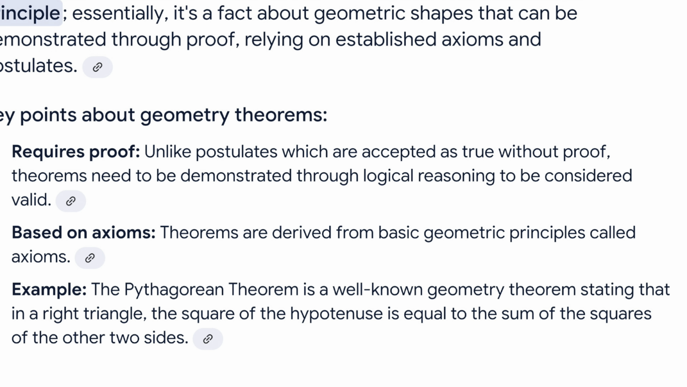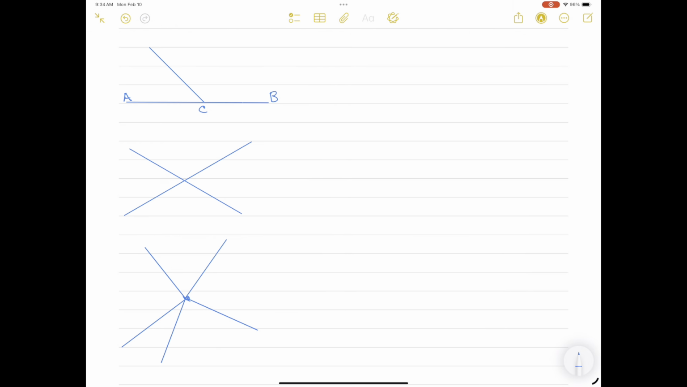Example: the Pythagorean theorem is a well-known geometry theorem stating that in a right triangle, the square of the hypotenuse is equal to the sum of the squares of the other two sides. We will discuss the Pythagorean theorem in a later video. Okay, so what do axioms and theorems have to do with this current lesson?